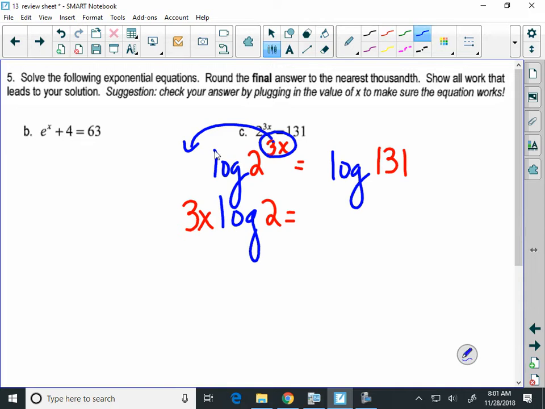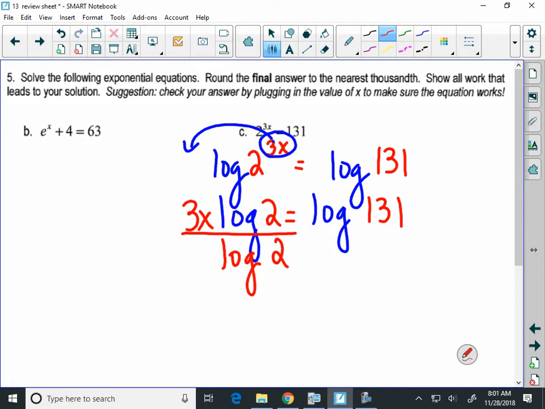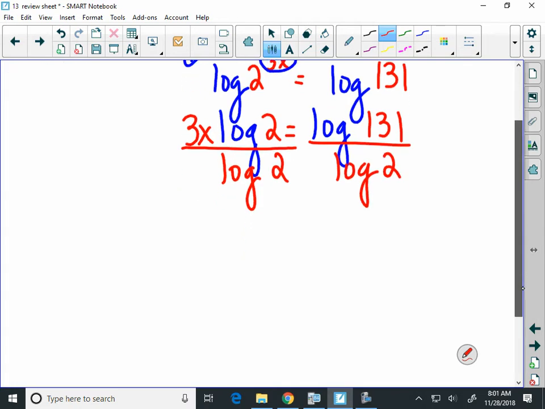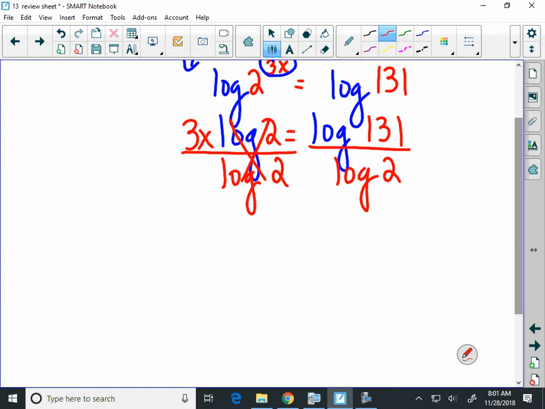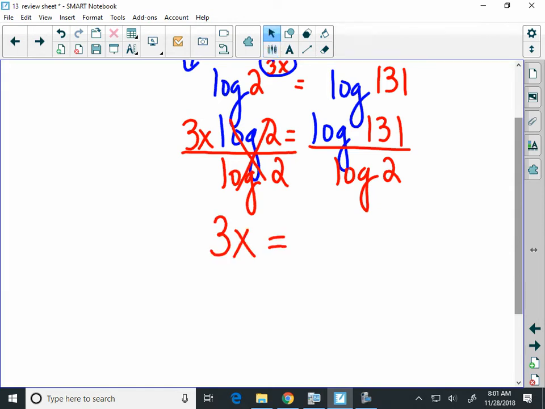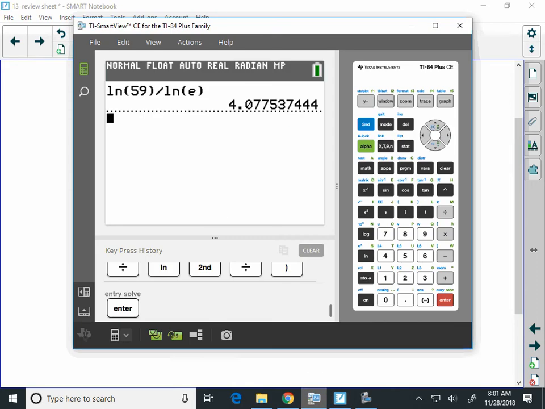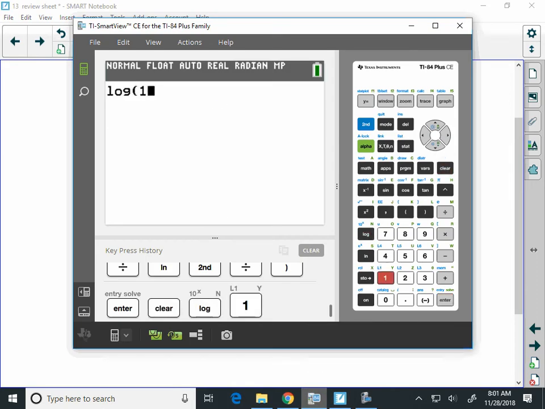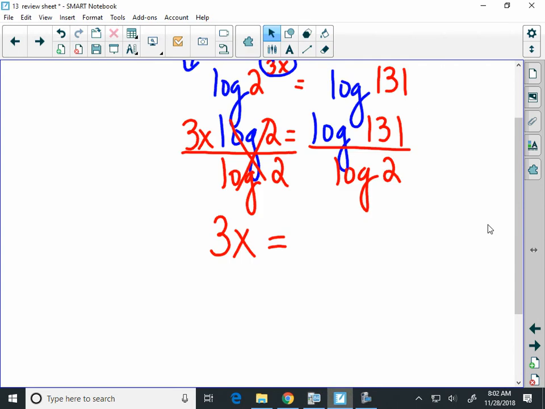equals log of 131. It's 3x times log of 2, so we're going to divide by log of 2. When we divide by log of 2, we're still going to be left with, on this left side, 3x. We're going to type in log of 131, close the parentheses, divided by log of 2.